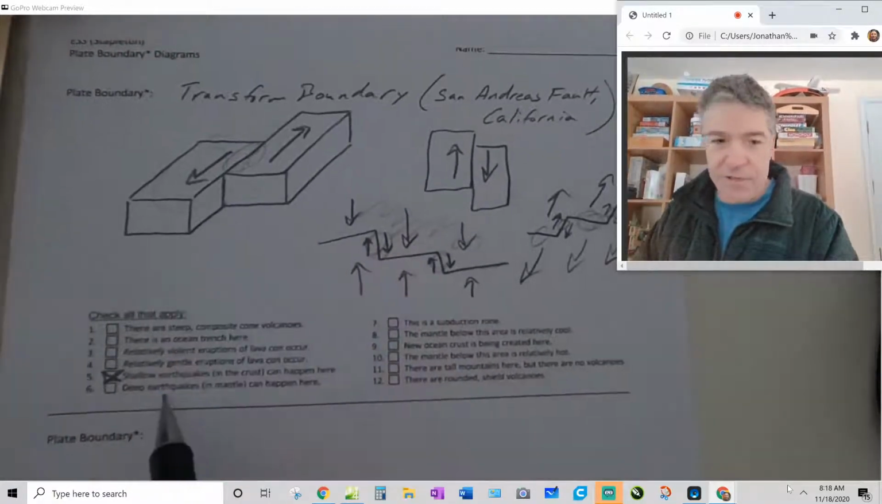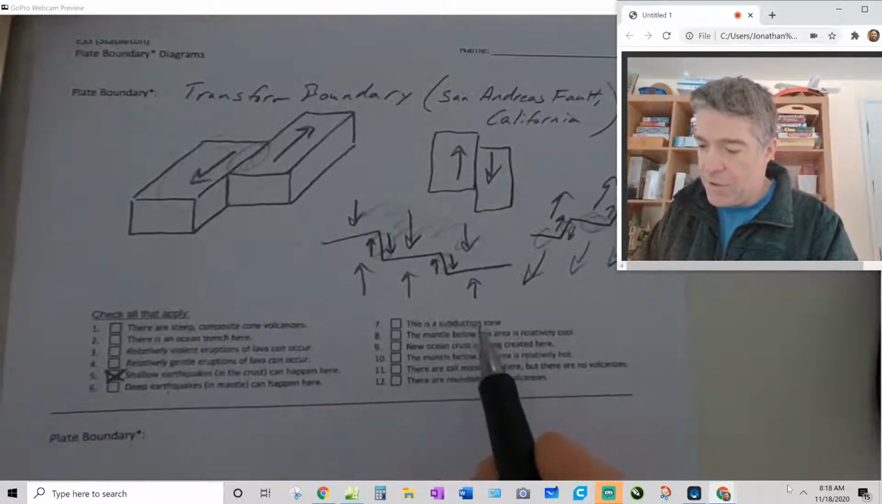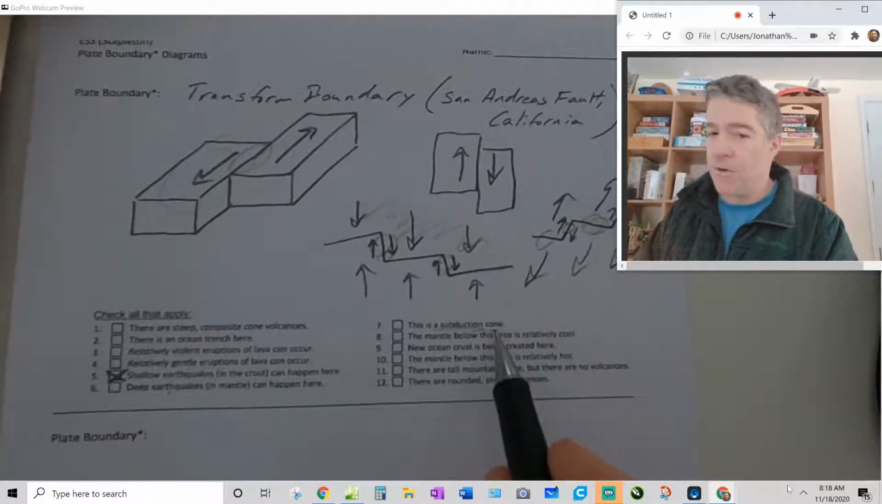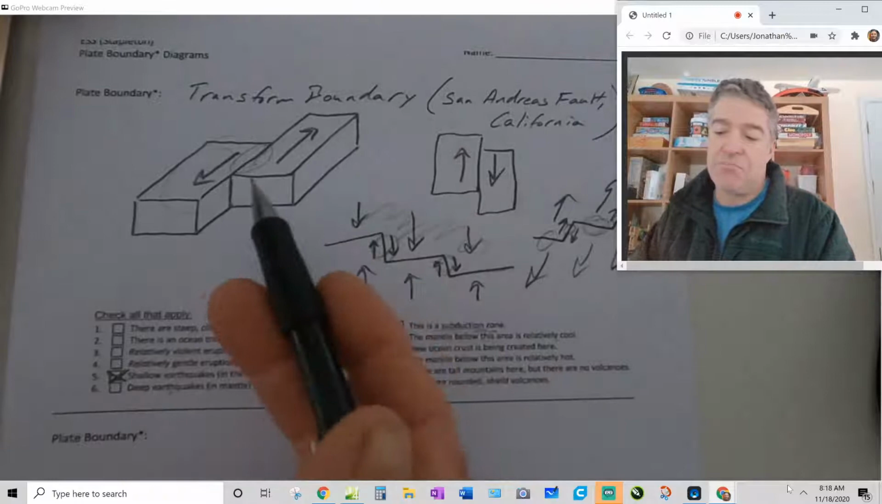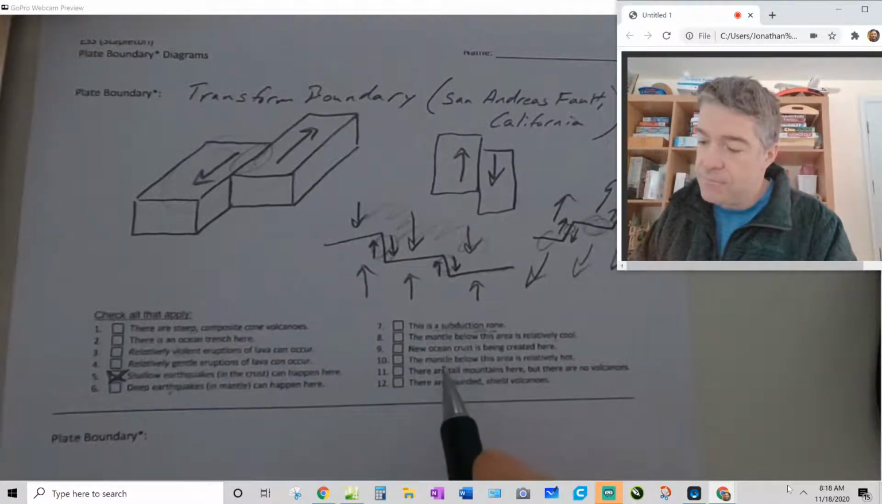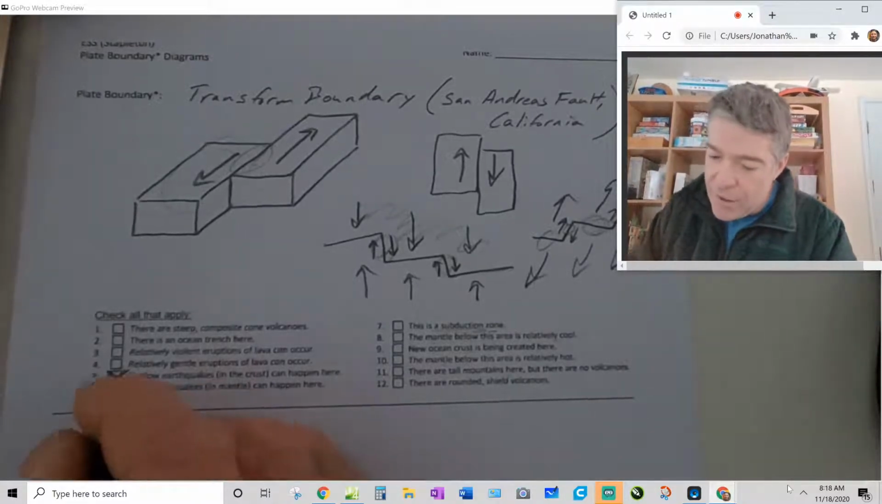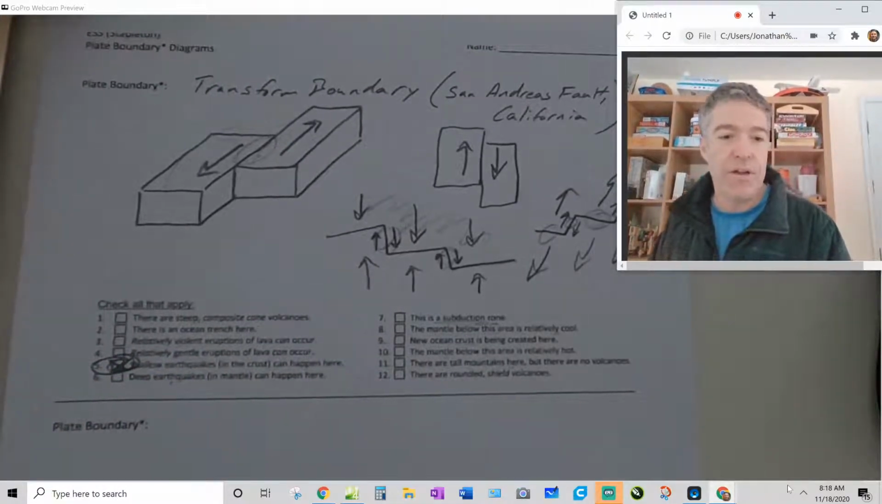Deep earthquakes, we need something diving. See anything diving? No. Subduction zone means something dives. Not one of those. The mantle below this is relatively cool. We can't see anything about the mantle here. It's just not really, no. New ocean crust? No. Mantle is hot? No. Tall mountains? No. Rounded shield volcanoes? No. So the only thing you have to worry about with a transform boundary is shallow earthquakes.